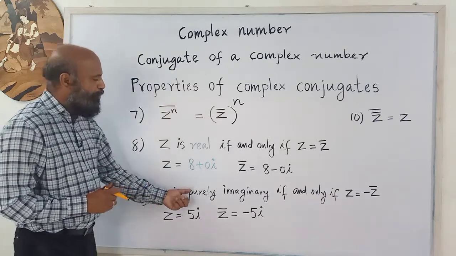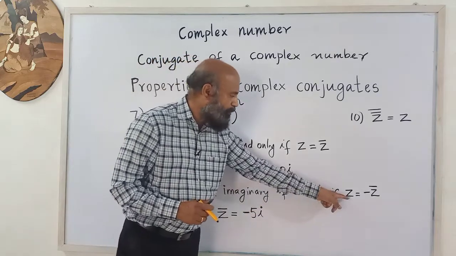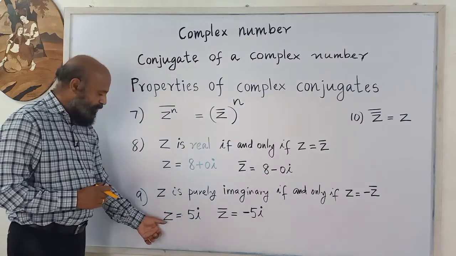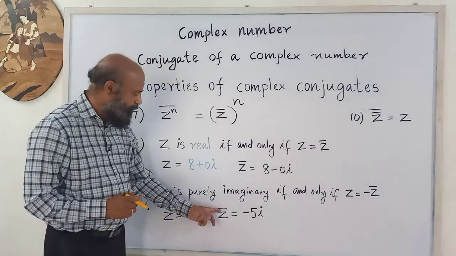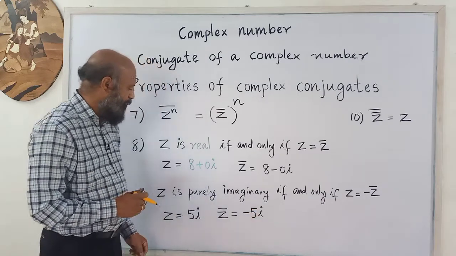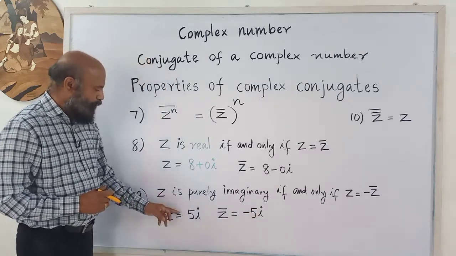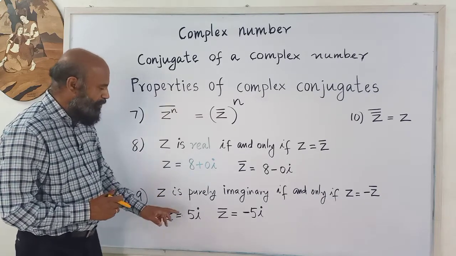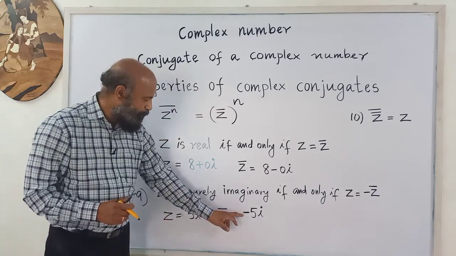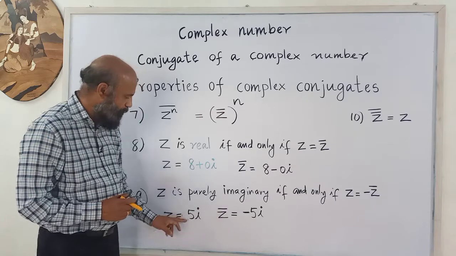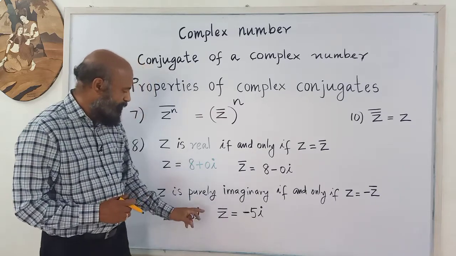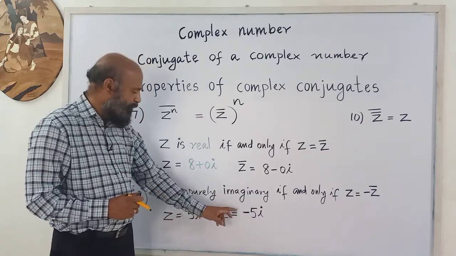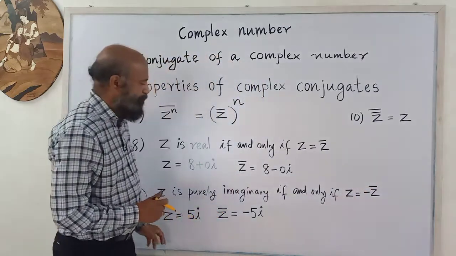Ninth property: Z is purely imaginary if and only if Z is equal to minus Z conjugate. So your Z is equal to 5i. Its conjugate is minus 5i. Here its real part is 0, so it's a purely imaginary number. So now you can see Z is equal to the negative of the conjugate. This is 5i, this is minus 5i. So Z is the negative of Z conjugate.